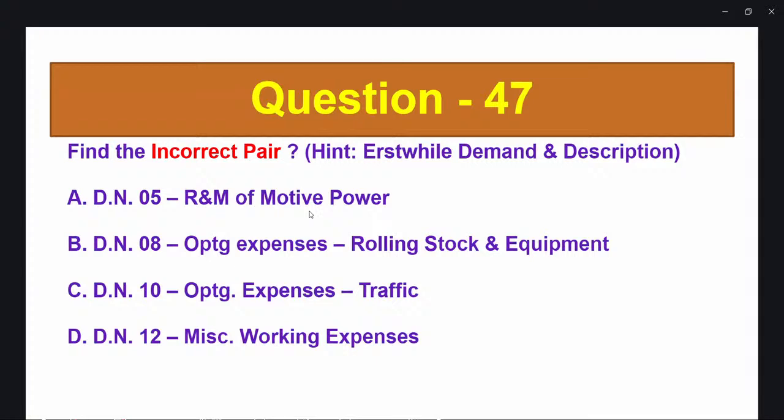Working demand numbers, repair and maintenance... The demand numbers are called working expenses? No, sir, do you mean repair and maintenance? No. Starting demand to ending demand. Please tell me what the working expenses are: demand number 3 to 14. 3 to 14 is called working expenses. Very good, very good.